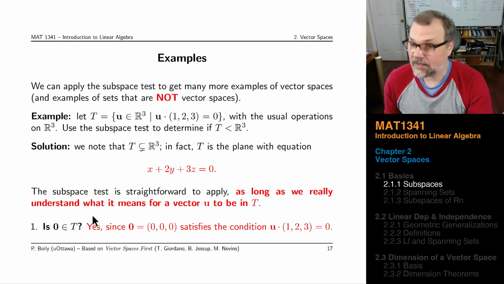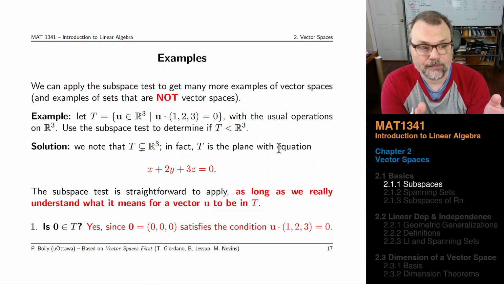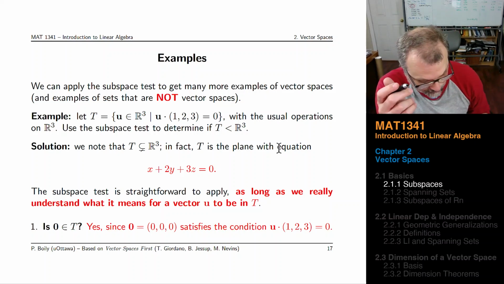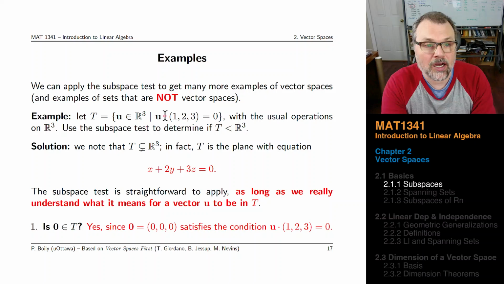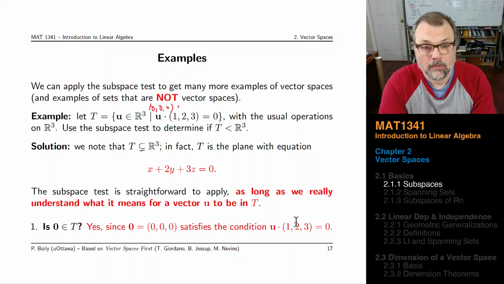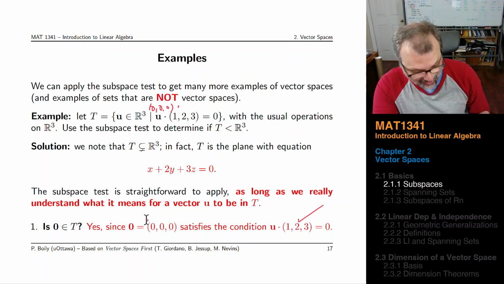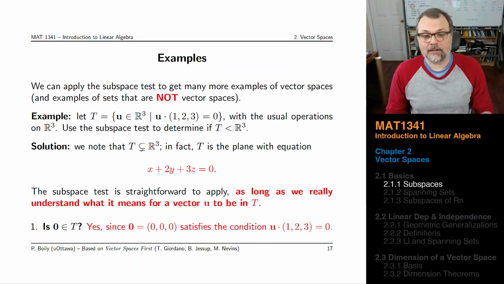The first question you ask in the subspace test is: is the 0 vector in the set in question? Well, how would we know if 0 is in the set? The membership condition is that 0 dot (1, 2, 3) should give us 0. But that's indeed the case, right? If you replace u by (0, 0, 0) here, you're going to get 0 times 1 plus 0 times 2 plus 0 times 3. Yeah, that is 0. So the 0 vector satisfies the membership condition, hence 0 is in the set T.